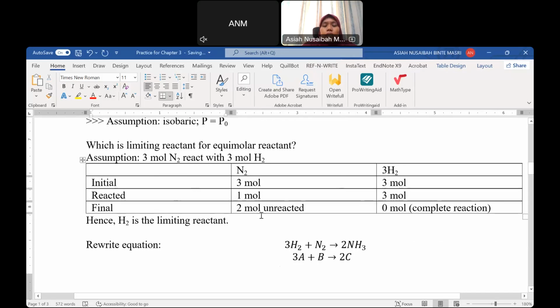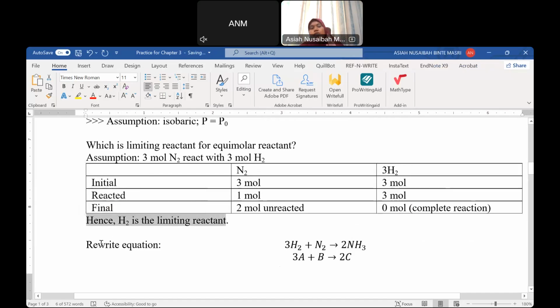So finally, how much is left? Nitrogen, since initially we have 3 and 1 reacted, we get 2 mole unreacted. Hydrogen, 3 mole, reacts with 3 mole because 1 reacts with 3. So it ends in complete reaction. Since hydrogen finished first before nitrogen, we can say that hydrogen is the limiting reactant. Okay, we have concluded the limiting reactant.